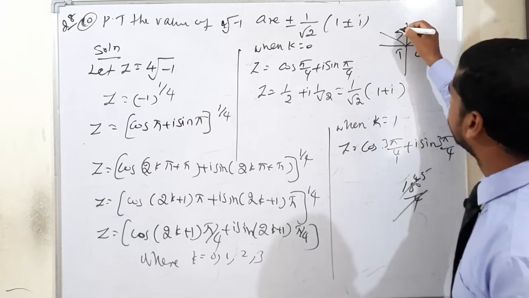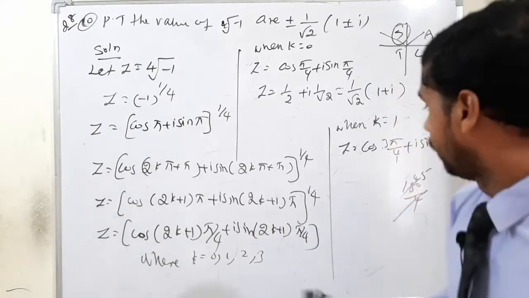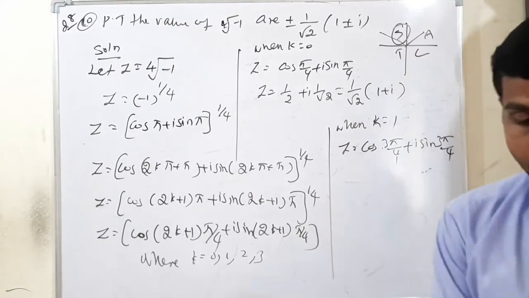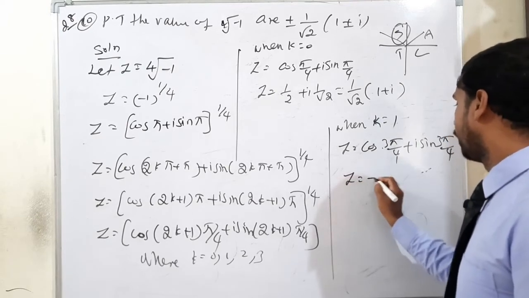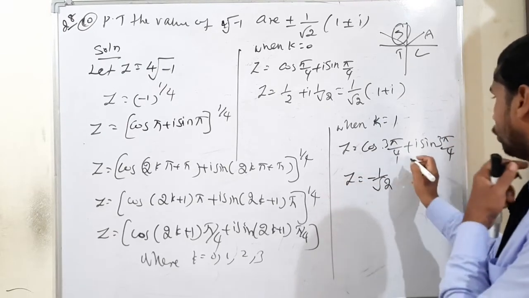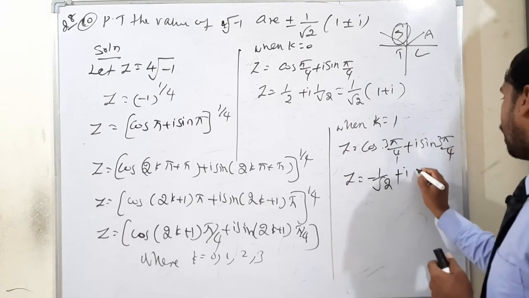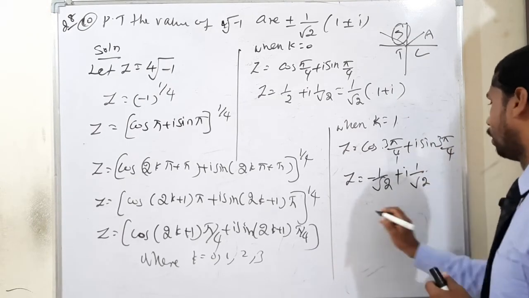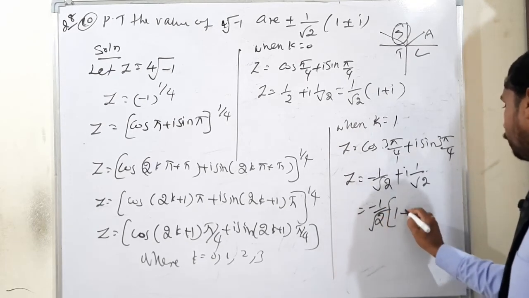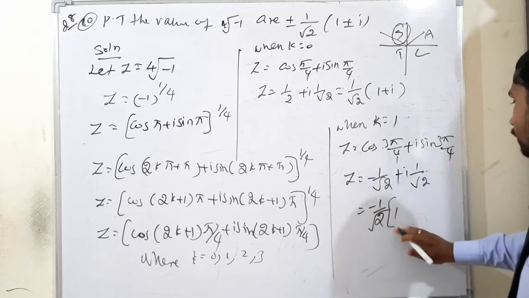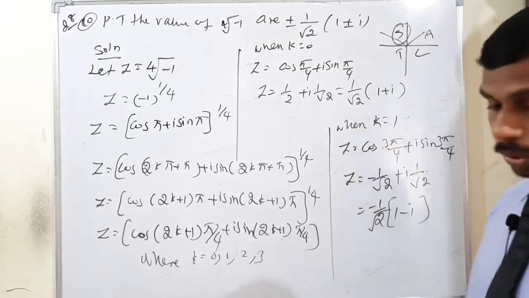It lies in the second quadrant. Second quadrant means sine only positive. So definitely cos will be negative, therefore negative 1 by root 2, then plus i, because sine is positive in the second quadrant, i times 1 by root 2. Therefore, again minus 1 by root 2 taken common outside, 1 minus i will come when k is equal to 1.